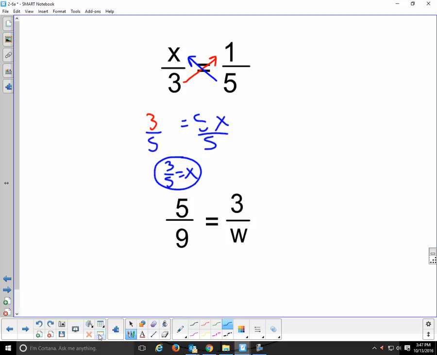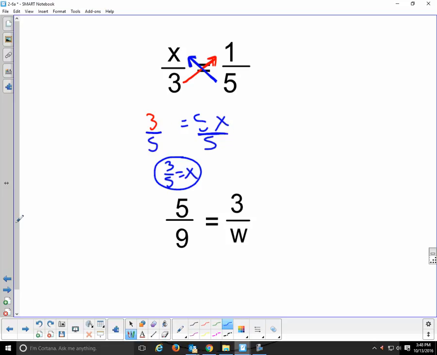So what I'd like you to do is practice this cross multiplying. You did this last year, but you maybe forgot about it. You're going to multiply at a diagonal across that equal sign. This only works with a proportion where there's an equal sign. 3 times 1 was 3. 5 times x was 5x. And then to get x by itself, we divided by 5 on both sides and got our answer.